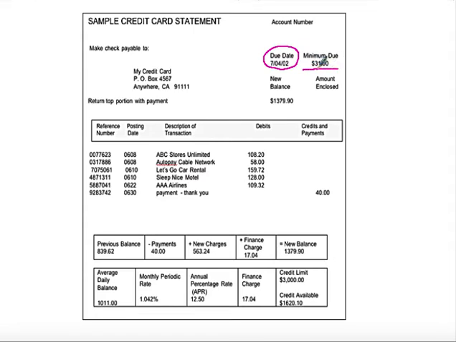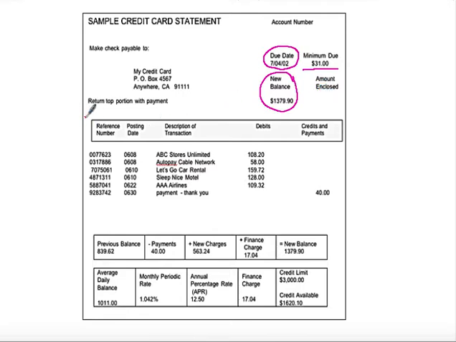Now, if you only always pay the minimum payment, it's going to take you very long to pay that balance off. So you want to try to get higher than the minimum payment due every month so that you're spending less on interest for those charges. You can see here that it's showing the new balance, and we're going to see how we calculate that in a minute. And then you're going to list the amount enclosed.